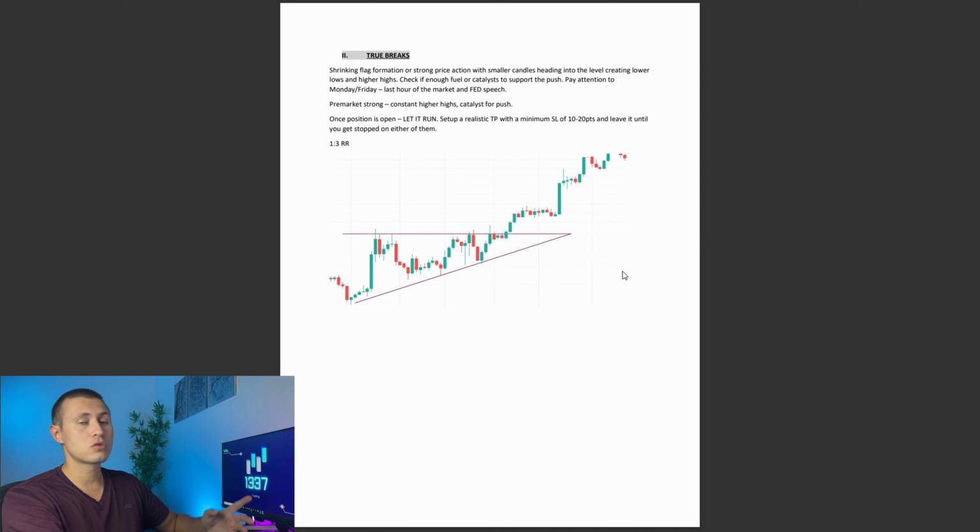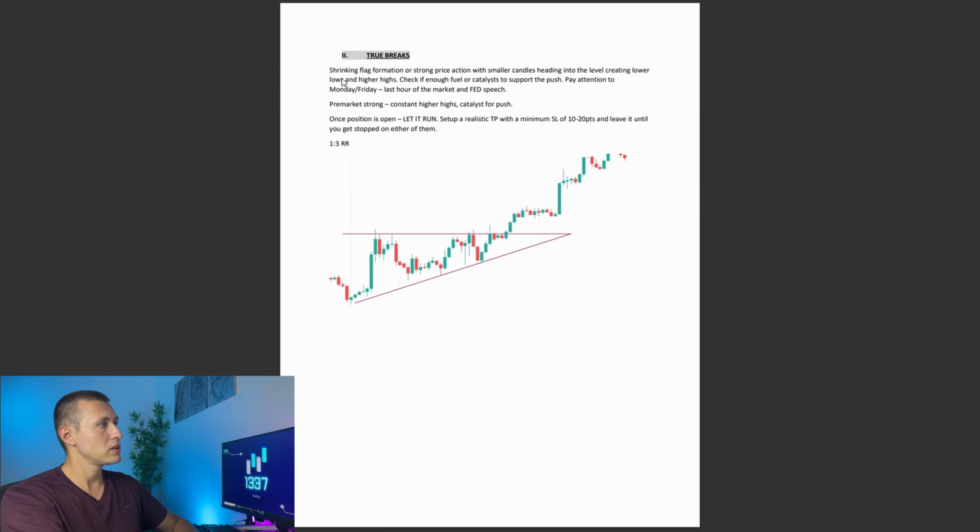Let's move on to true breaks. So this is the structure that I want to see in true breaks. Let's say a squeezing flag. This is one of the examples of the squeezing flag. I could have found a better one, but I decided to put this one. So I want to see squeezing into the level, creating higher lows and just squeezing this level, followed by a big pump like it happened here, staying above the level and just continuing in creating higher highs.